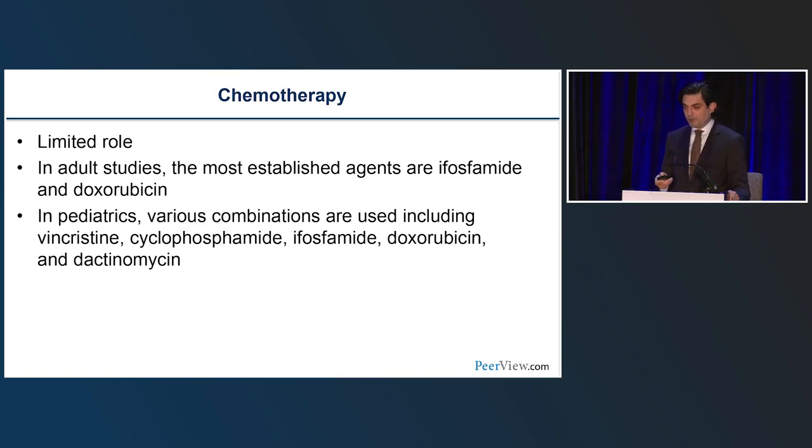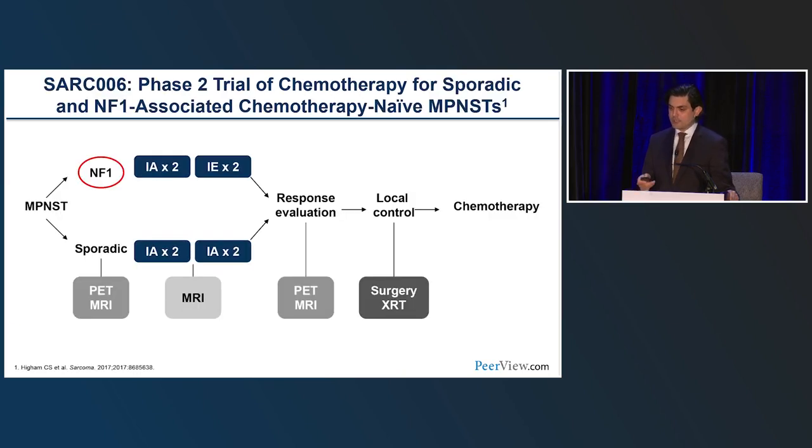We already spoke a little bit about chemotherapy not being very effective, with a limited role, but it's still used, and various combinations of those medications, including vincristine, cyclophosphamide, ifosfamide, doxorubicin, and dactinomycin, have been used in different combinations. One of the studies that we cite the most when we're treating our patients is SARC-006, which was a phase 2 trial using sporadic and NF1-associated chemotherapy-naïve MPNSTs.